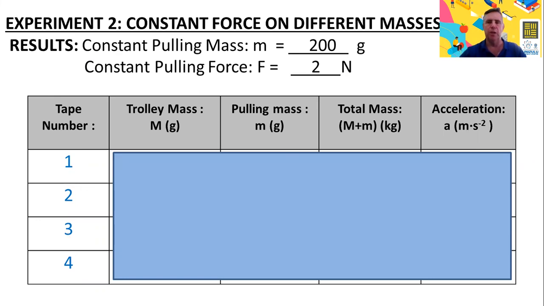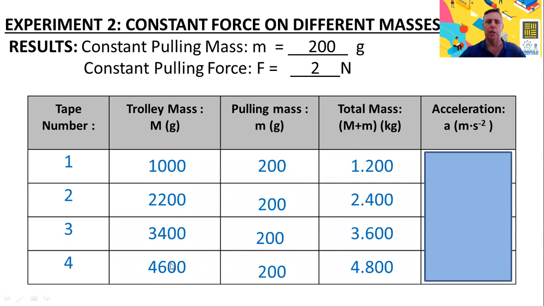Once again, being good scientists, we produce 4 different ticker tapes. We repeat the experiment 4 times so we can be sure of our answer. Now, as you saw, what was changed was the trolley mass, and the pulling mass of 200 stayed the same every time. So pulling mass and therefore pulling force is our controlled variable. Total mass is our independent variable. We decided what it should be, and acceleration is dependent in this experiment.